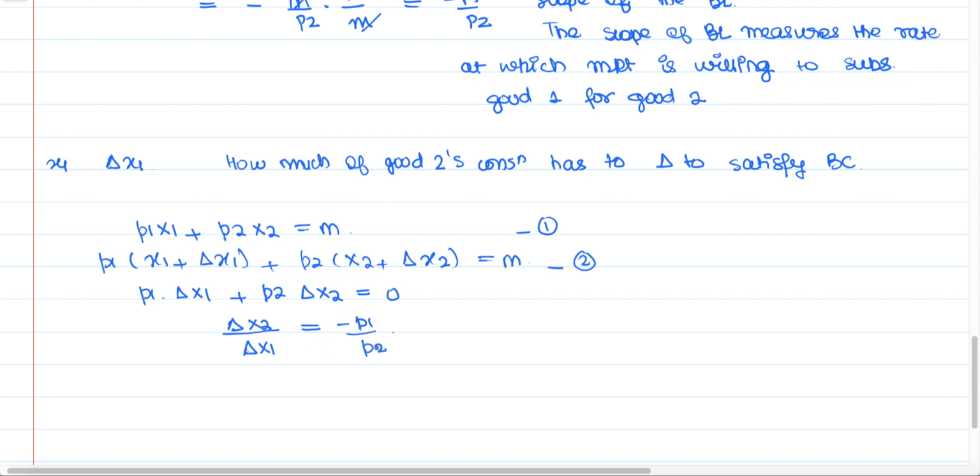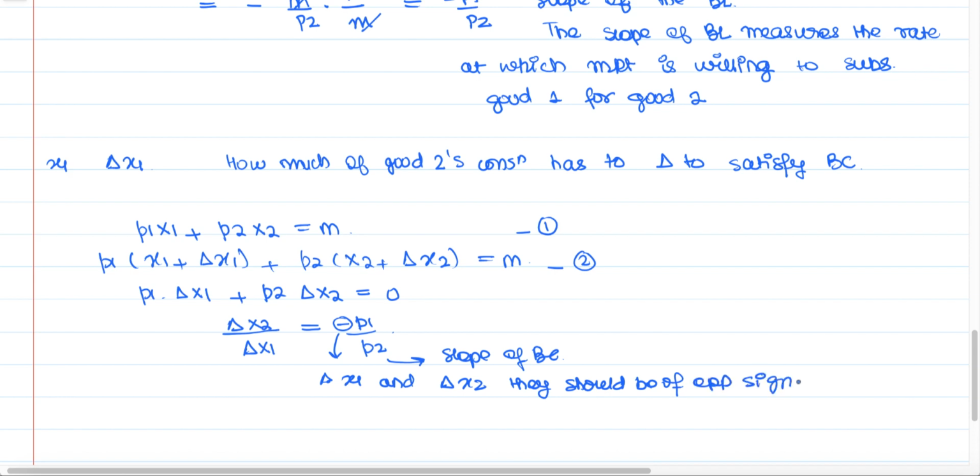So this minus P1 by P2 is nothing but the slope of the budget constraint. Right? And what is this negative sign indicating? This is indicating that your delta x1 and delta x2 should be of opposite sign.